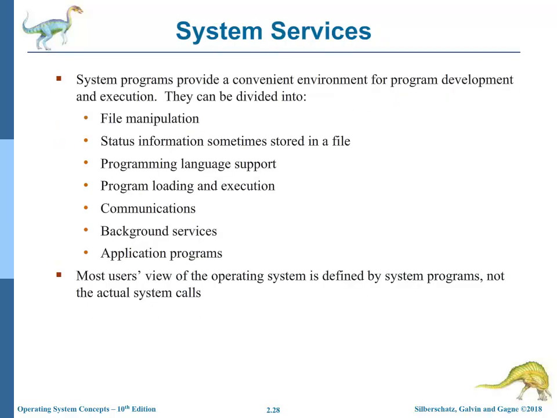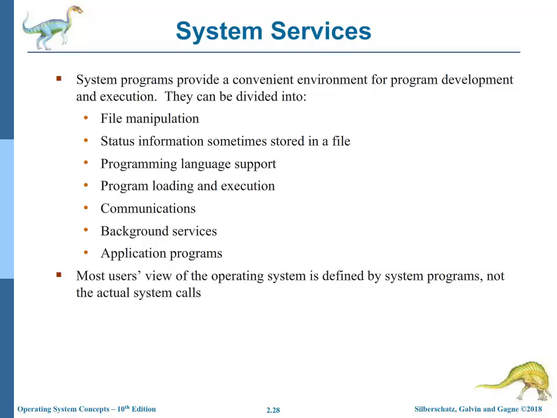Another aspect of a modern system is its collection of system services. In the computer hierarchy, at the lowest level, it is the hardware. Next is the operating system, then the system services, and finally, the application programs. System services, also known as system utilities, provide a convenient environment for program development and execution. Some of them are simple user interfaces to system calls.